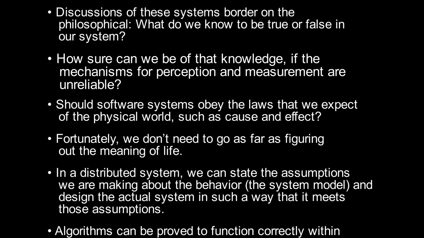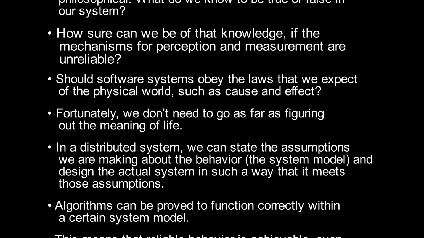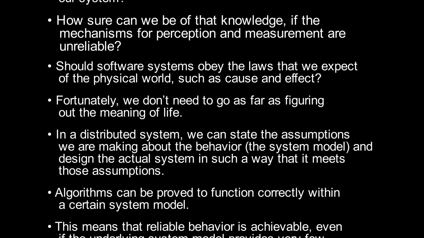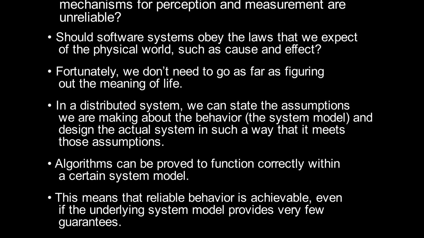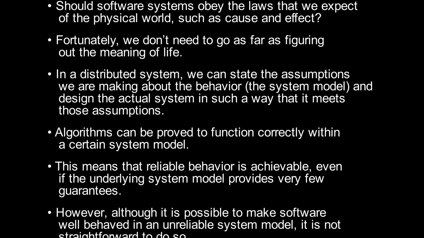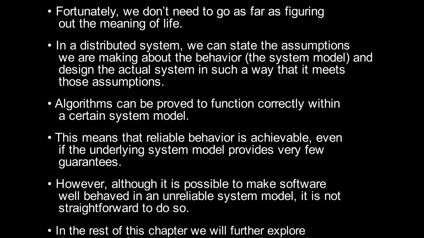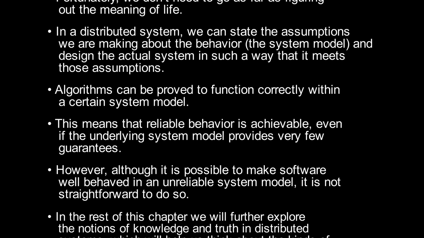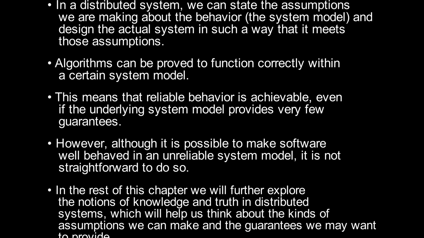In a distributed system, we can state the assumptions we are making about the behavior of the system model and design the actual system in such a way that it meets those assumptions. Algorithms can be proved to function correctly within a certain system model. This means that reliable behavior is achievable, even if the underlying system model provides very few guarantees.